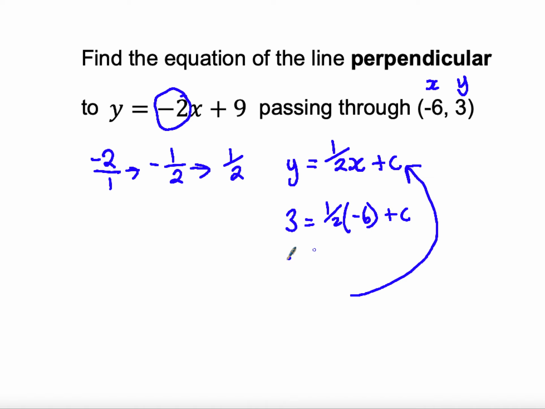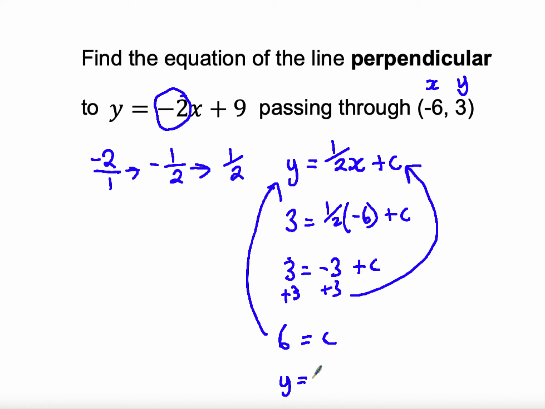So then now I can work this out. 3 equals a half of negative 6, which is negative 3, plus c. So now I add 3 to both sides. I get 6 equals c. And now I can put that back in. I get y equals a half of x plus 6.